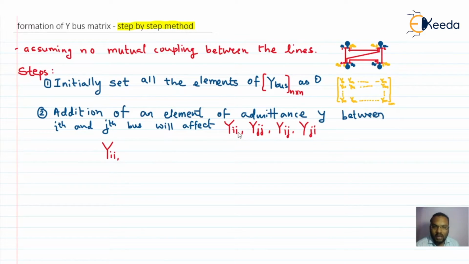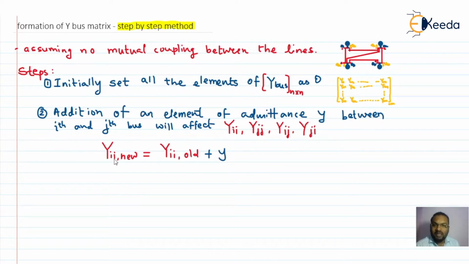Of course it will have some earlier value, as we are adding the very first element, so of course the initial value would be 0. So the new value, yii new, will have a certain old value, of course, plus y. The admittance of the added element will add here.